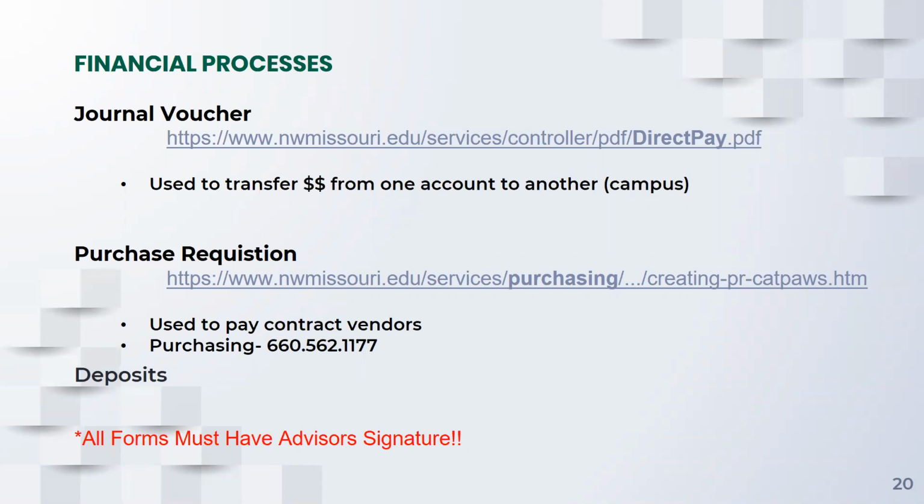Your deposit slips are found on the controller's website as well, or you can pick them up in the cashiering office. They do require that the organization put their 919 number on there, as well as their FOP number or account number in order to deposit their funds within the account.